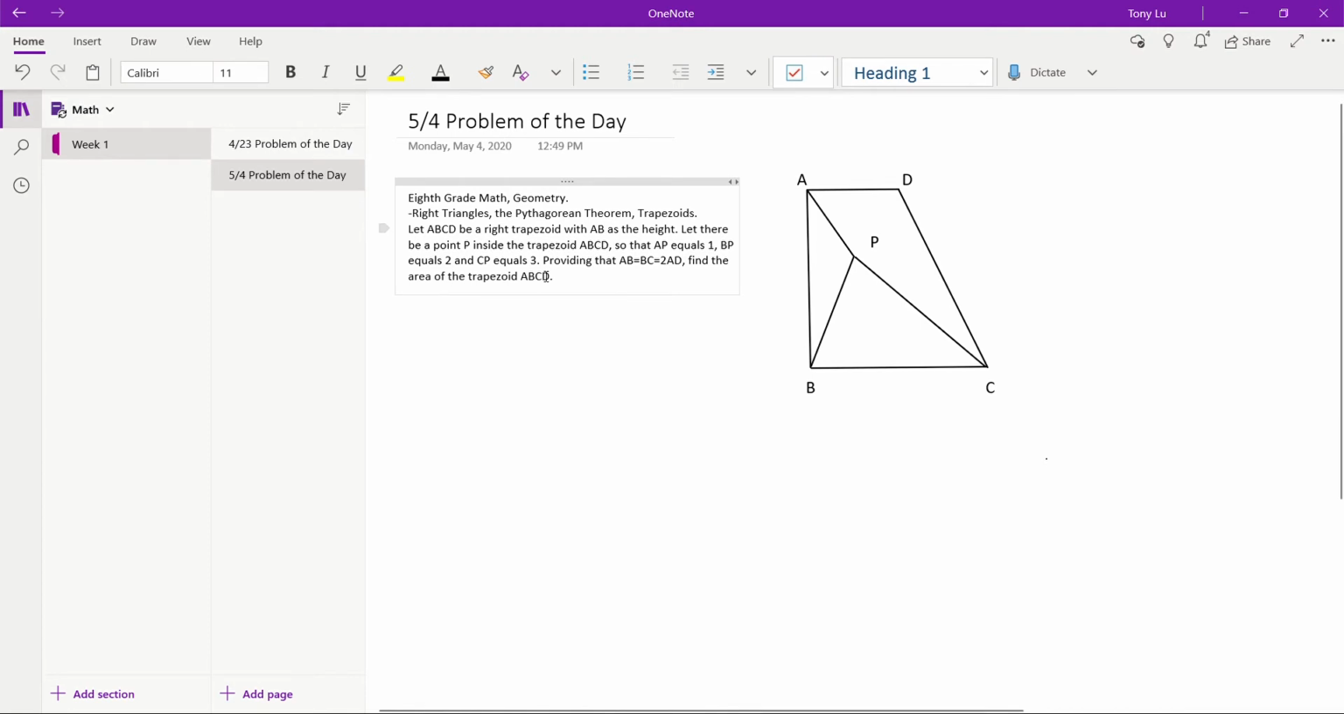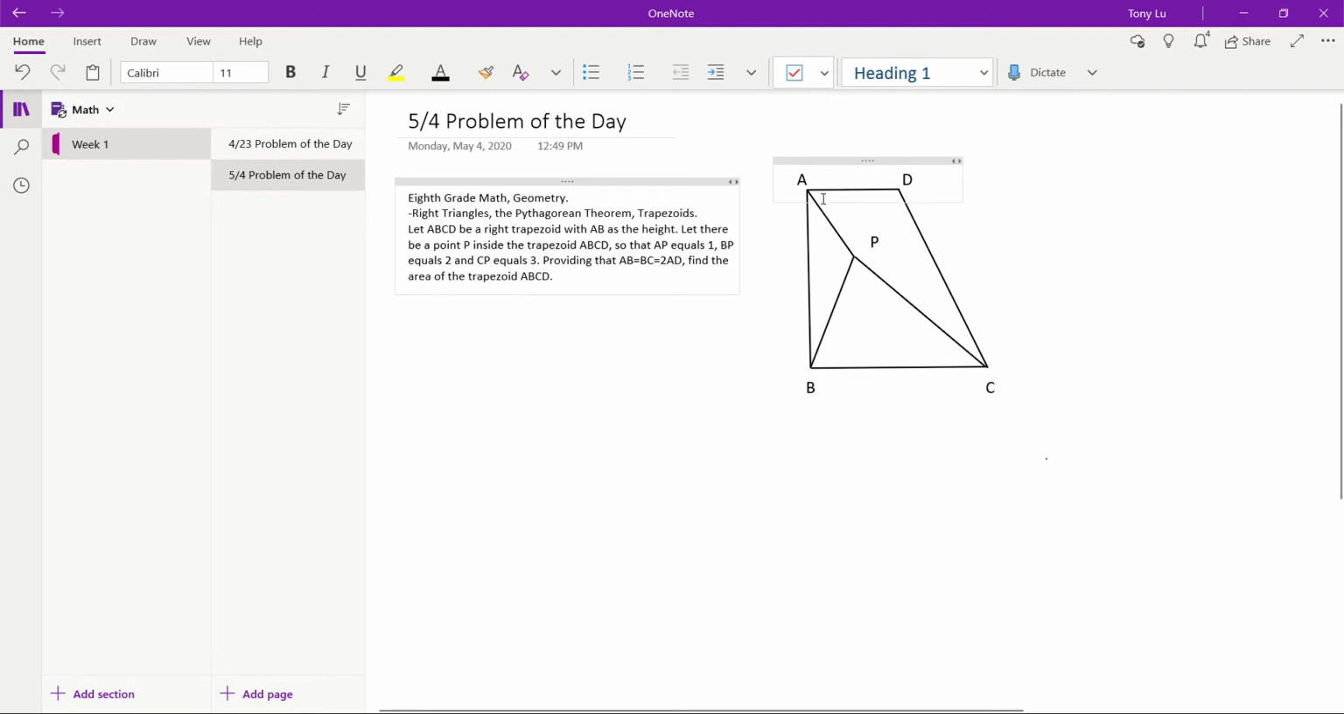So, this problem might not look completely related to right triangles, but it actually is, because we're going to put auxiliary lines and dilate the figure a little, and it's going to form a right triangle, which is going to be really important to completing this problem today.